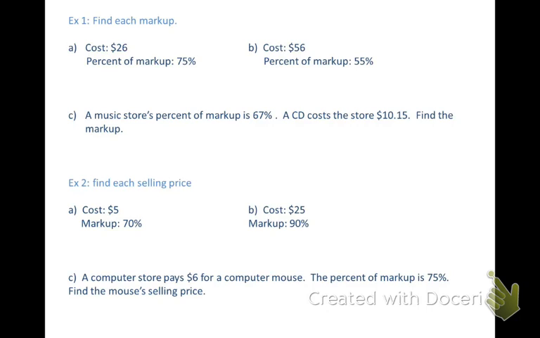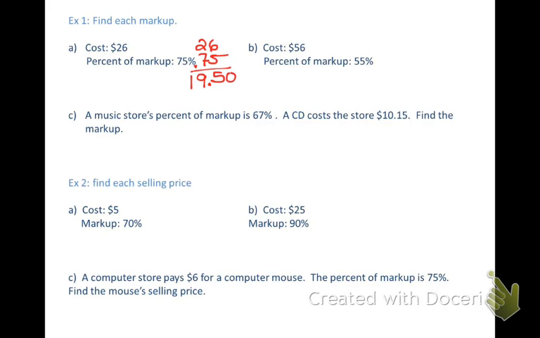So the first thing is you're going to multiply the two numbers together. So what is 75% in decimal form? 0.75. So you're going to do 26 times 0.75. You are allowed to use a calculator. So it's 1950. Cost me, I'm marking it up $19.50.